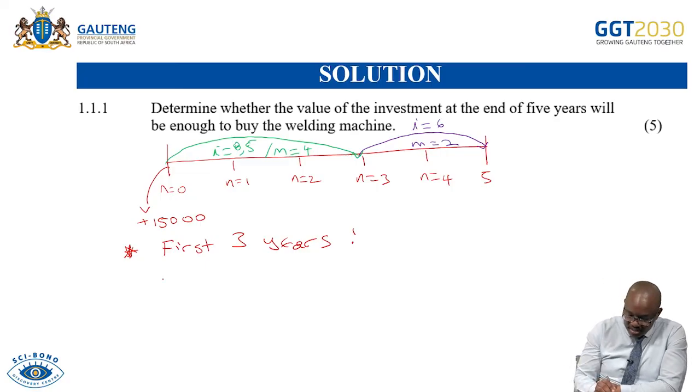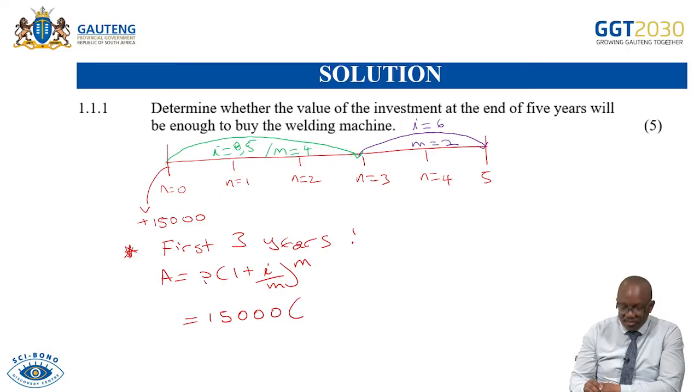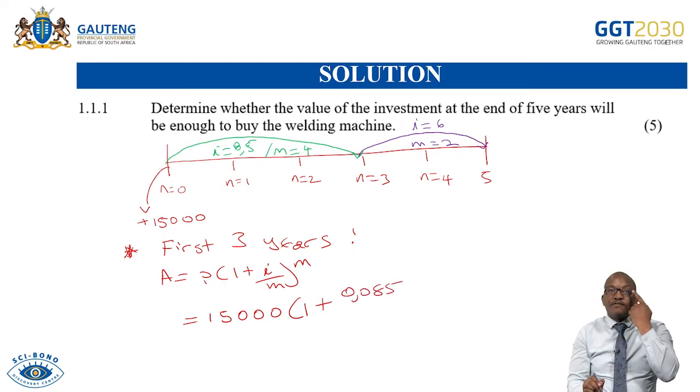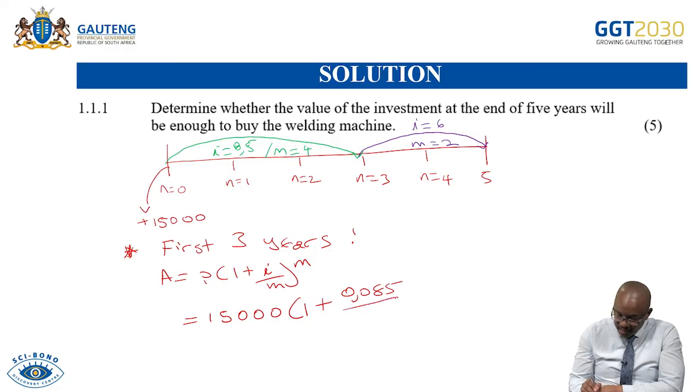So for the first 3 years, remember we're going to have our formula there, which is 1 plus i divided by m to the power of m. So as we calculate that, we're going to substitute our deposited money, which is 15,000. Then we're going to have 0,085. If you see 8,5 divided by 100. Then it was compounded quarterly, which is 4. For how many years? For the first 3 years. Then you also multiply it by 4.